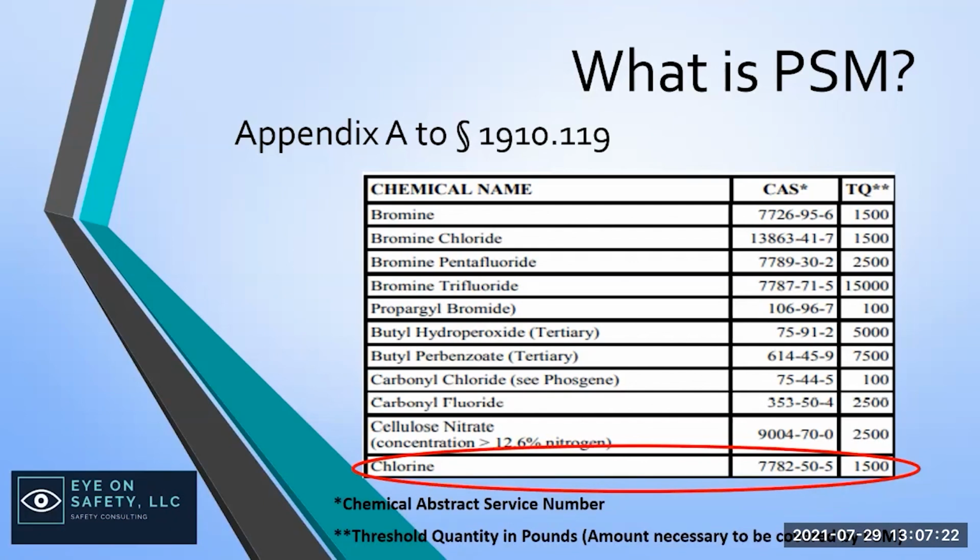You take something like phosgene, and it's only got a threshold quantity of 100 pounds, which isn't a lot. And you can see the different various threshold quantities there. Bromine trifluoride has 15,000 pounds. And so they're all over the map when it comes to the threshold quantity.